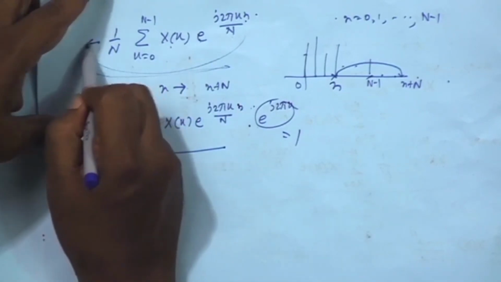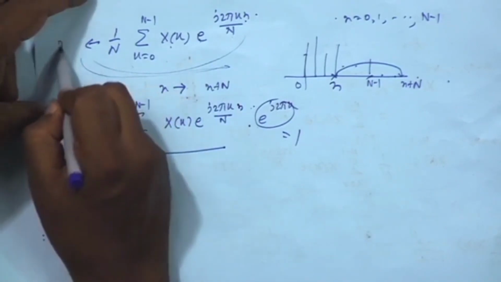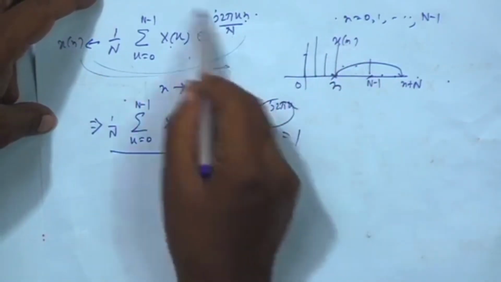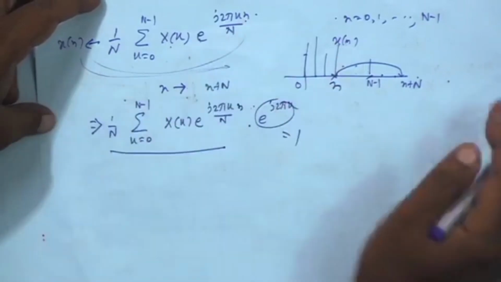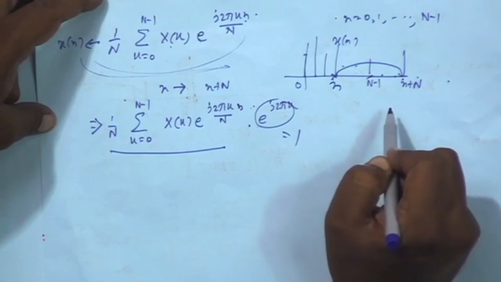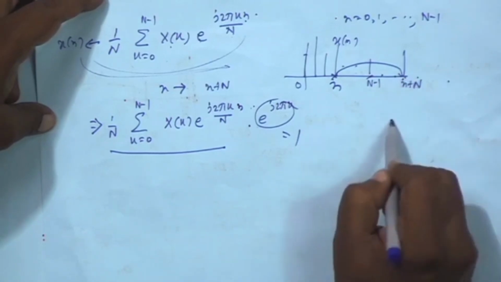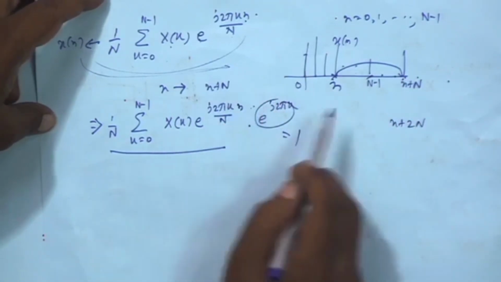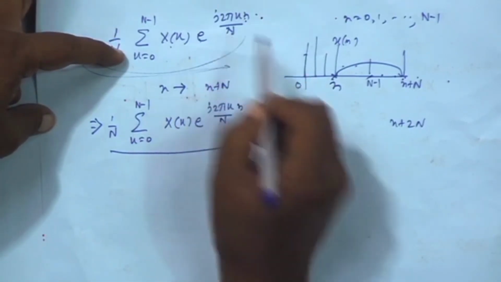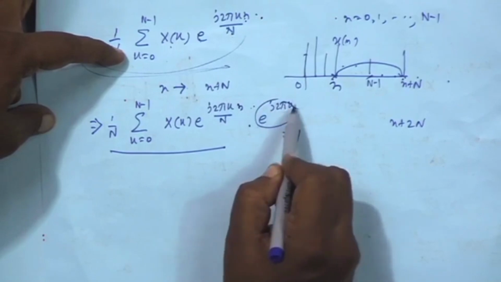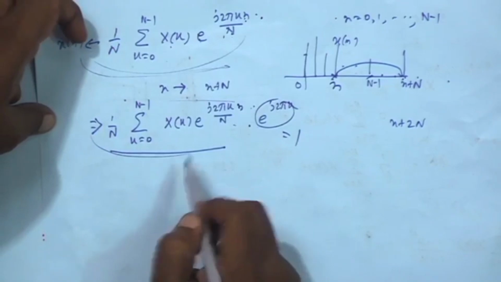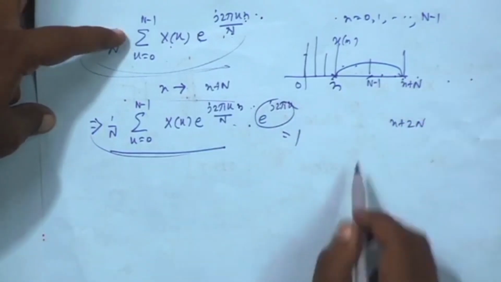That means if this sample is some x n, and now in this formula I allow small n to go beyond, so jump by capital N, the same x n will come here. If I go to n plus 2N, 2N and N will cancel, it will be e to the power j 4 pi k, again that is 1. So again you will get back this summation, which is same as this. So x n will come at n plus 2N also.